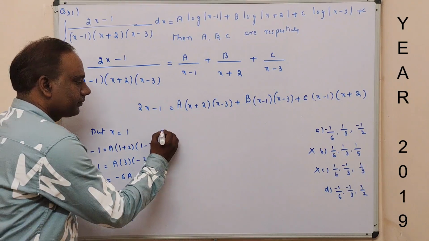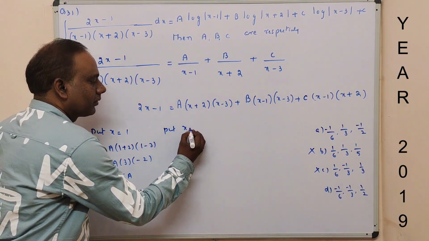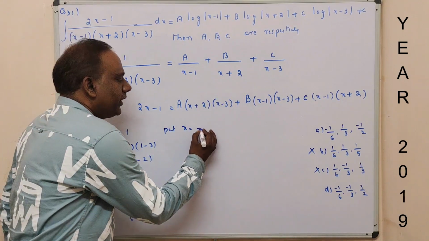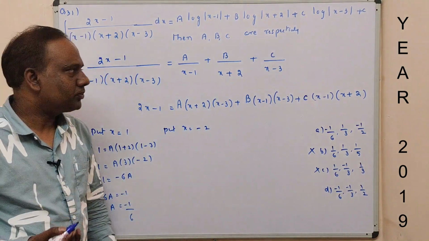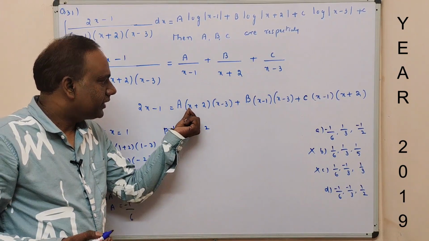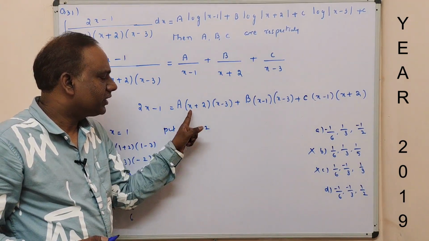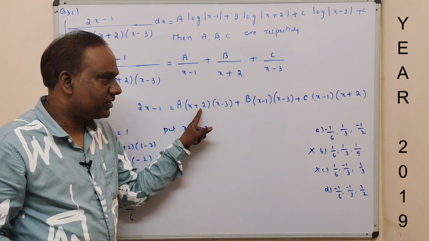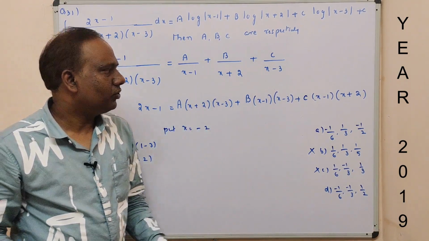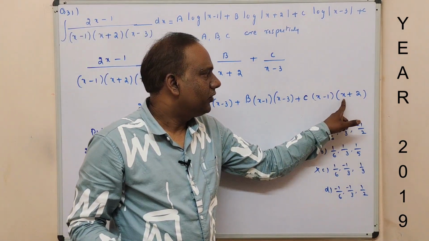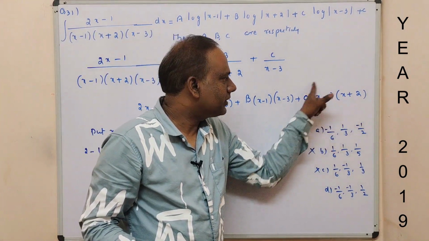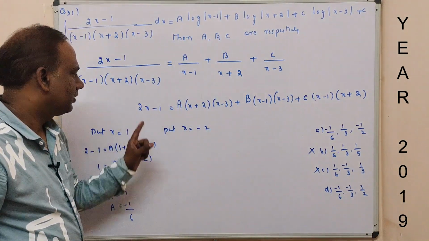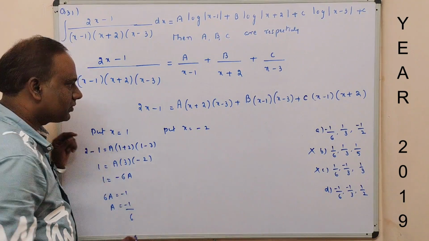Now put, it is actually x plus 2. That's why you take x is equal to minus 2. If you substitute x is equal to minus 2 here in x plus 2, then minus 2 plus 2 is 0. That means this value is 0. Here also x plus 2, if you substitute x is equal to minus 2, this is also 0. So here only we substitute. That means in the place of x you substitute minus 2.